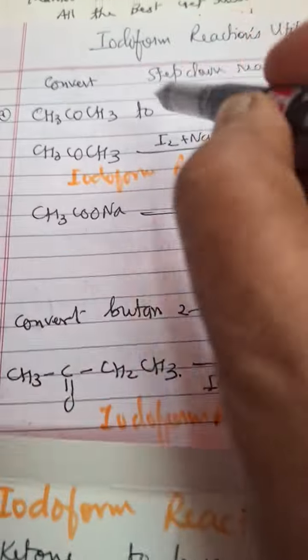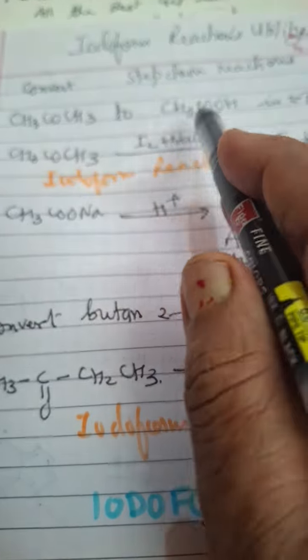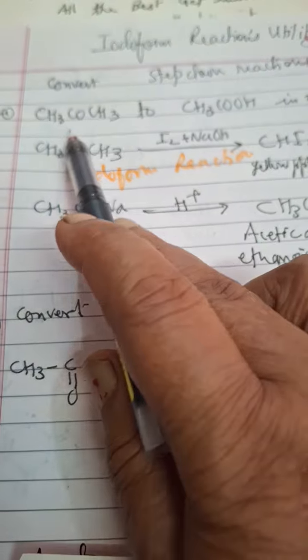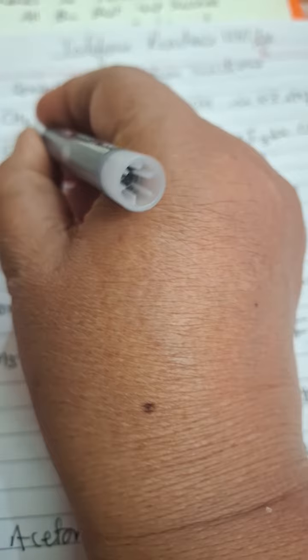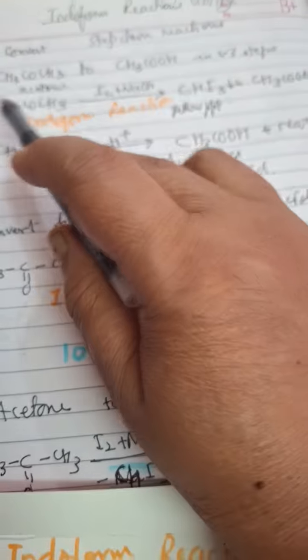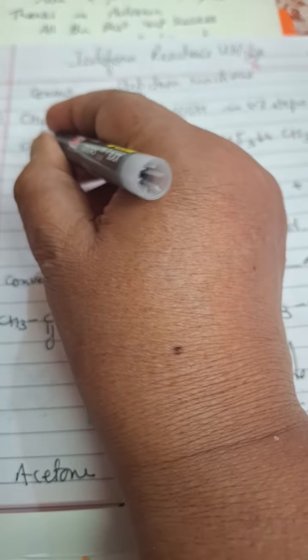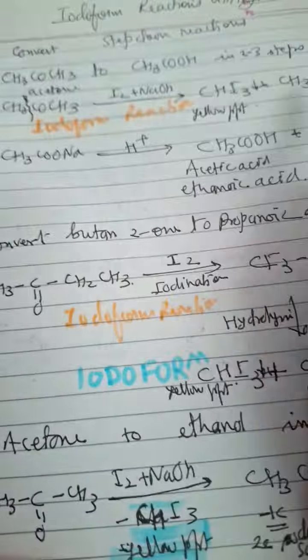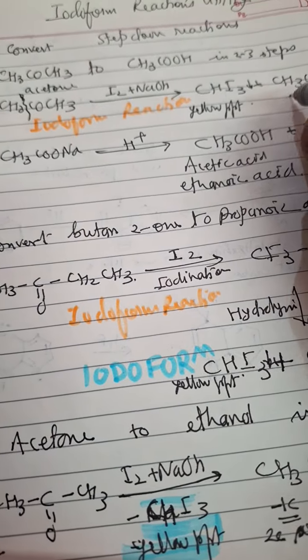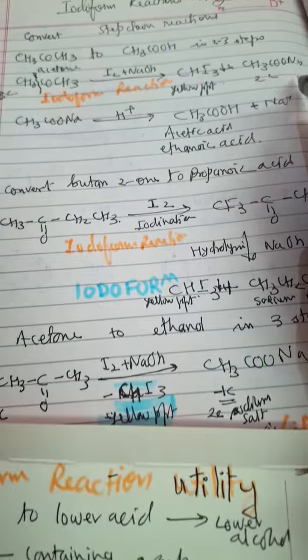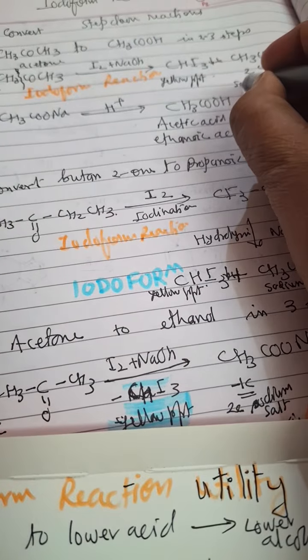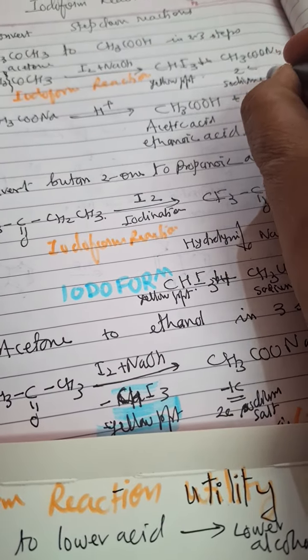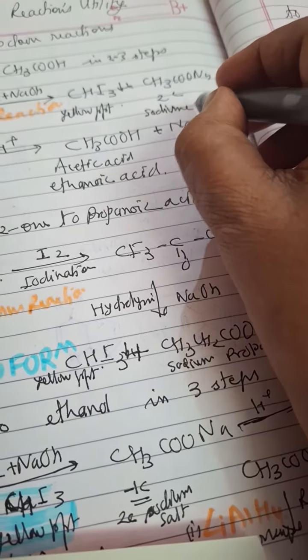Okay, now we convert CH3COCH3 into acetic acid. This is acetone. When this acetone reacts with I2 plus NaOH, first of all cleavage occurs. So CHI3 is obtained and CH3COONa, the 2 carbon sodium salt, is obtained. Here there are 3 carbons, and here the 2 carbon acid salt is obtained, that is sodium ethanoate, and on acidification you get ethanoic acid.